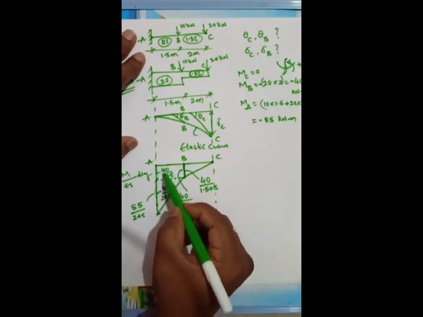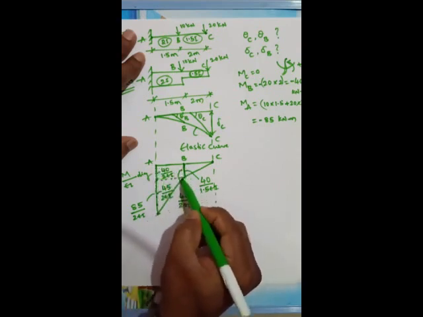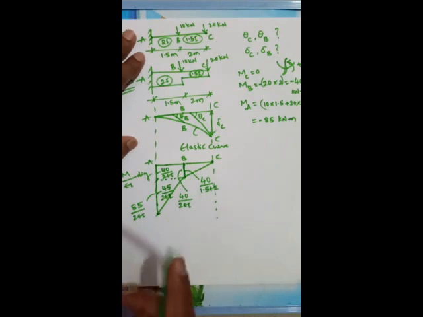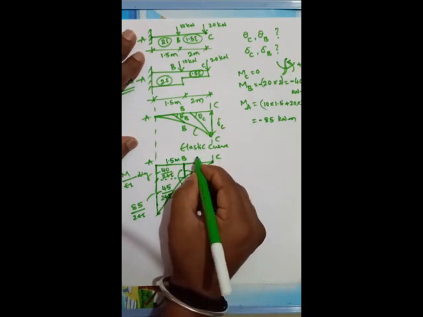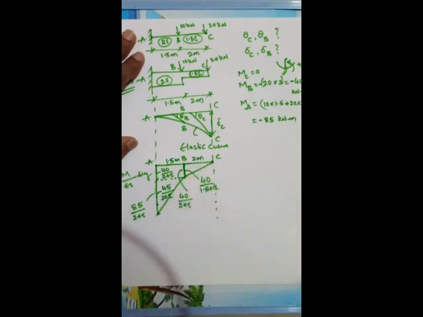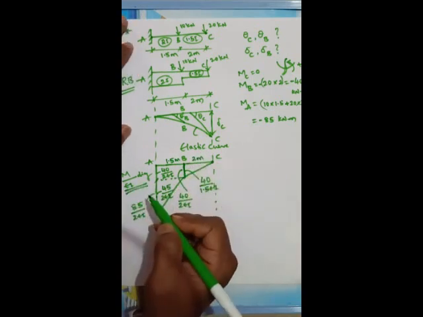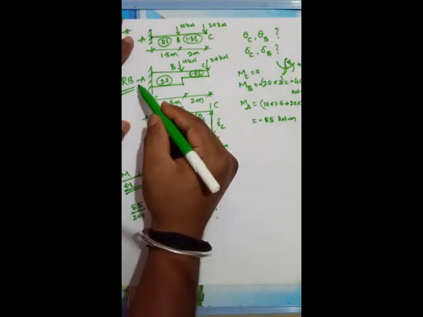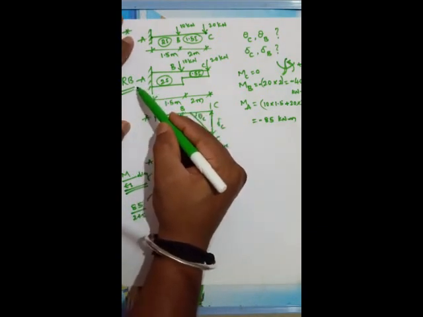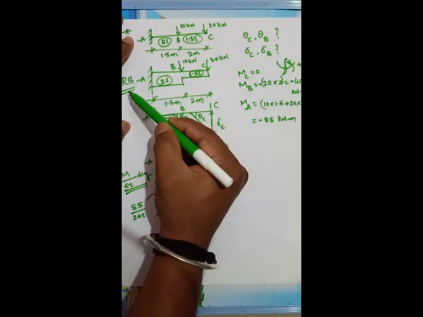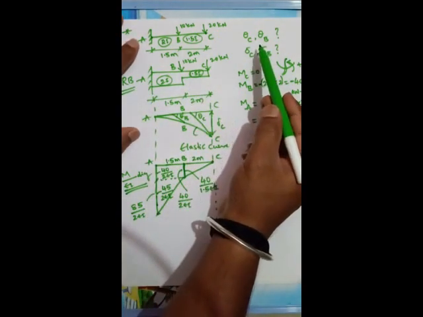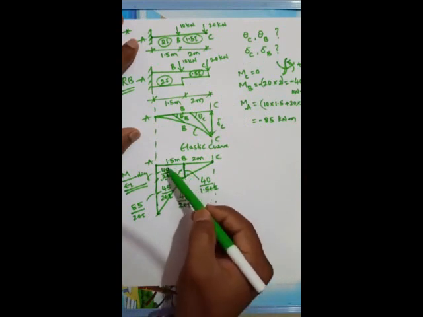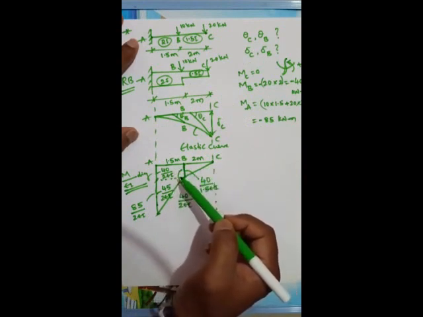So I now know all the standard figures, heights and bases. This is 1.5 meters, this is 2 meters. So this is the M by EI diagram. This is the real beam, step one. You need to assume the given problem as the real beam, that is the original beam, where you need to find the slope and deflection. Then you need to draw the M by EI diagram, that is the bending moment diagram.